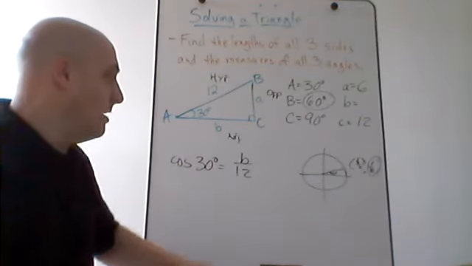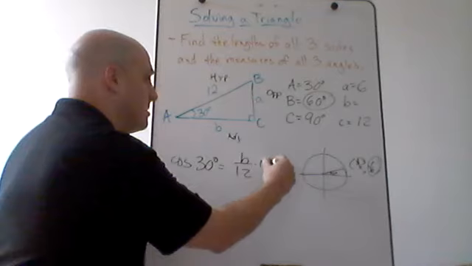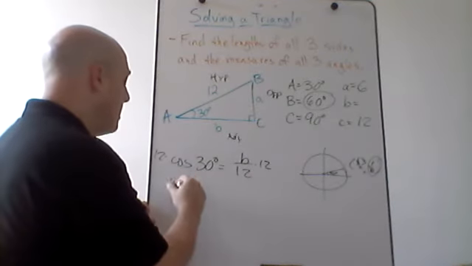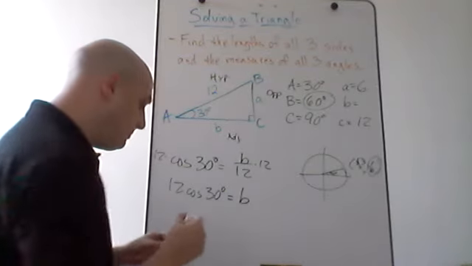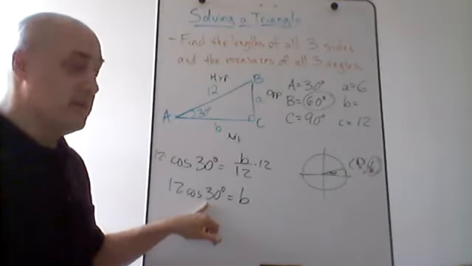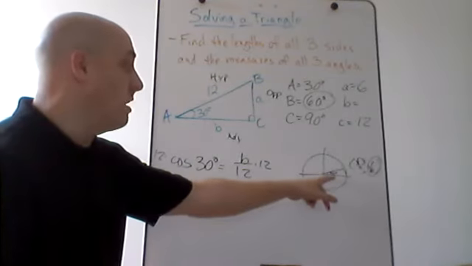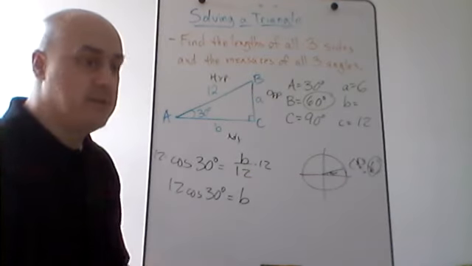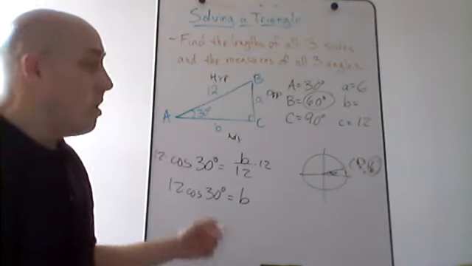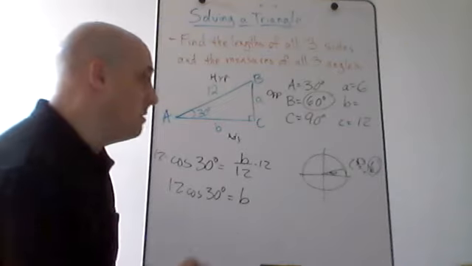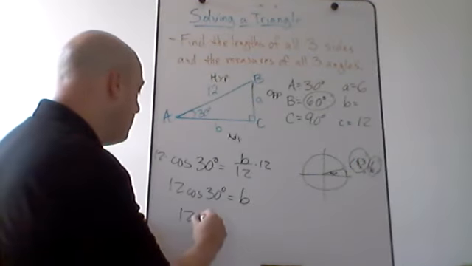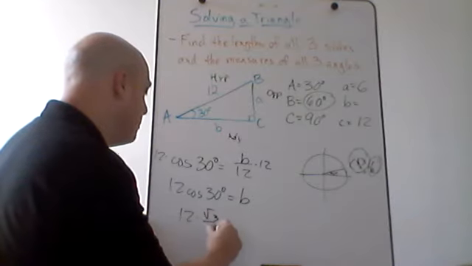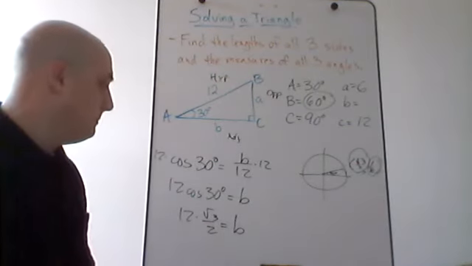And now it's a lot like what I did before. I multiply that 12 to the other side to get the B by itself. So I get 12 times the cosine of 30 degrees equals B. And then once again, my angle is 30 degrees, so I go to my unit circle. I already have the 30 degrees there. I already have the terminal point. Cosine is my x-coordinate of my terminal point, and my x-coordinate is root 3 over 2. So it's 12 times root 3 over 2 equals B.